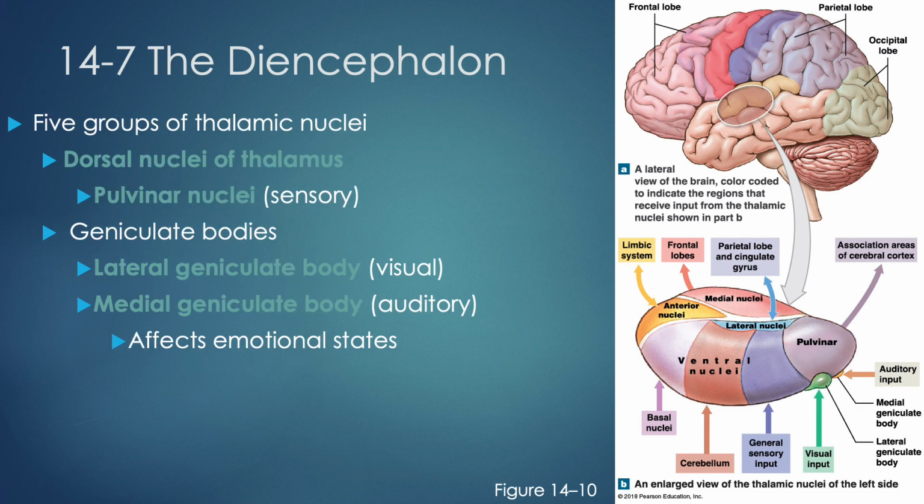Of the 5 groups of thalamic nuclei, we also have the dorsal nuclei of the thalamus, including the pulvinar nuclei, which in the image on the right, you can see is the rightmost component of the thalamic nuclei, and the geniculate bodies, including the lateral and medial geniculate body. So the lateral geniculate bodies have visual centers, whereas the medial geniculate bodies have auditory centers, and these will affect our emotional states.